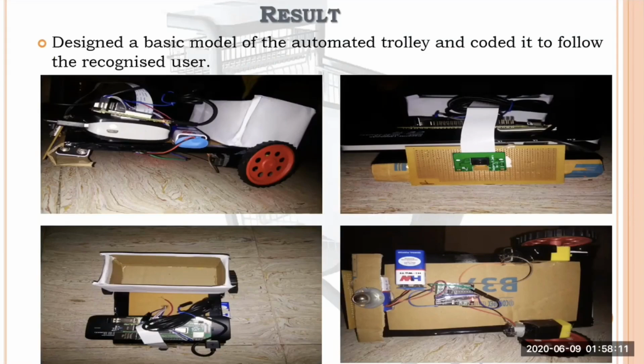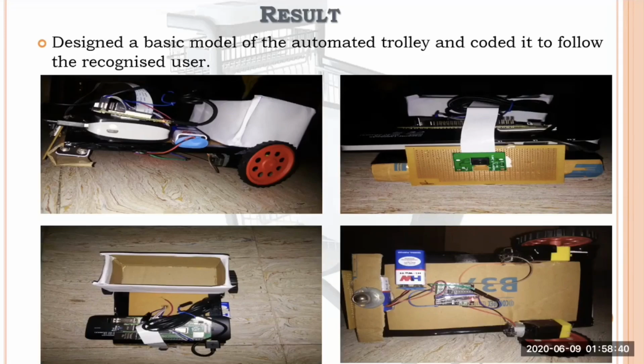You can see different views of our basic model, which is working efficiently. This trolley consists of two normal wheels and one caster wheel, and a chassis is provided for the trolley. Upon the chassis, the camera is mounted in front of the trolley, and the carrier is placed in the backside of the trolley. And we have tried various other designs, like placing the camera at the back and the carrier in front, to move in the opposite direction.